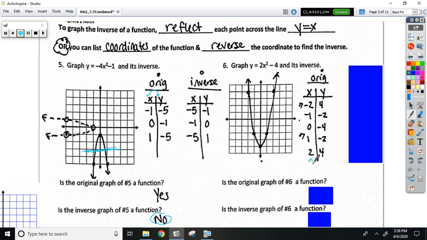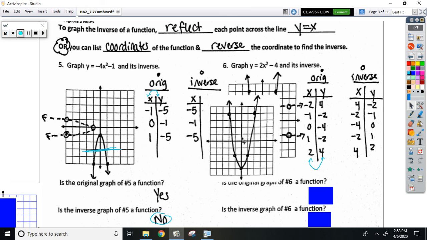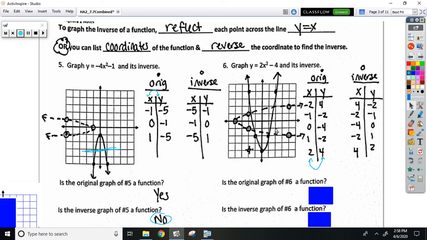Again, for the inverse, all we have to do is switch the x and the y around. So the y column goes in the x column, and the x column goes in the y column. And we'll go ahead and plot those. Again, this time I'm going to use an open circle for the inverse. So we should have 4, -2, -2, -1, -4, 0, -2, 1, and 4, 2. So these are kind of like overlapping parabolas this time.